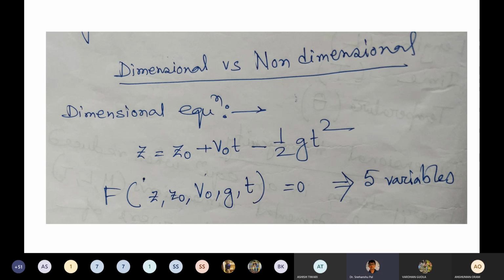So for dimensional equations, at least one variable will be there throughout the equation, and the dimension of that variable you have to consider through the end of the equation. Then it is a dimensional equation.